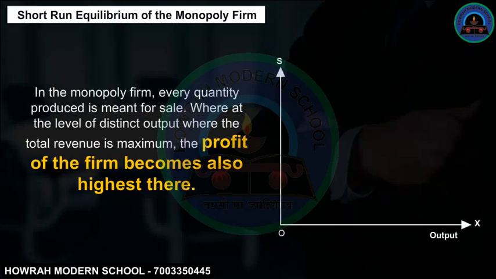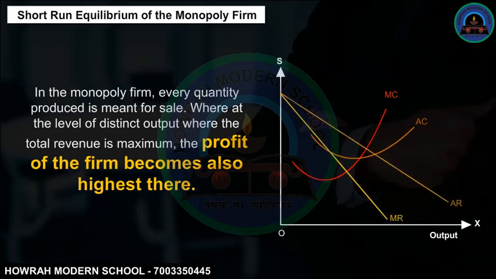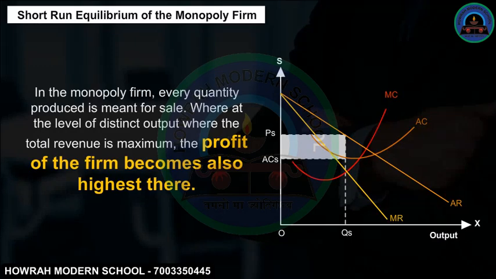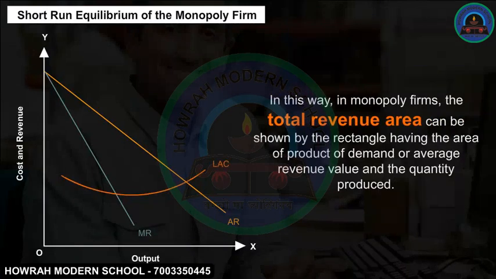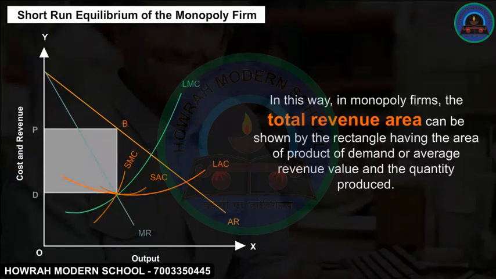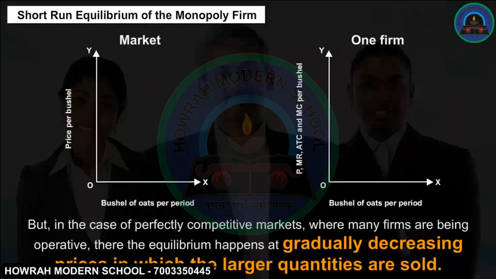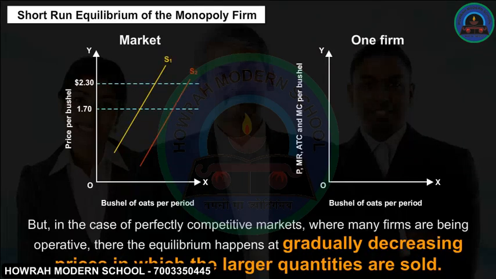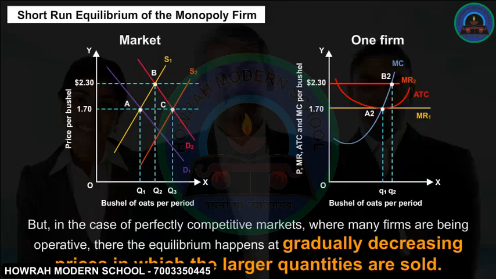In the monopoly firm, every quantity produced is meant for sale, and at the level of output where the total revenue is maximum, the profit of the firm also becomes highest. In this way, in monopoly firms, the total revenue area can be shown by the rectangle having the area of the product of demand or average revenue value and the quantity produced. But in the case of perfectly competitive markets, where many firms are operative, the equilibrium happens at gradually decreasing prices at which larger quantities are sold.